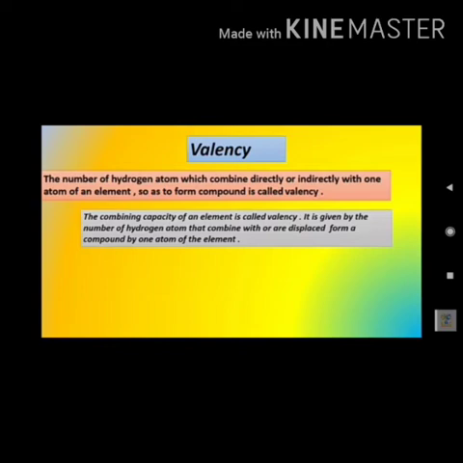Just for example, water. What is the formula of water? H2O means two atoms of hydrogen combined with one atom of oxygen. So what is the valency of oxygen? 2. In the same way, hydrogen chloride's formula is HCl. So one atom of hydrogen combined with one atom of chlorine. So what is the valency of chlorine? That is 1. The same way ammonia, NH3. One atom of nitrogen combined with 3 atoms of hydrogen. So what is the valency of nitrogen? That is 3. Right?